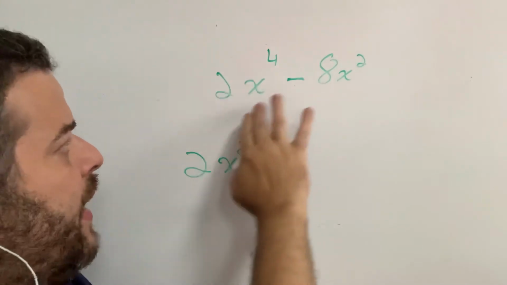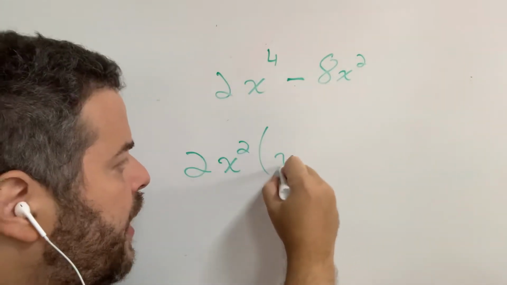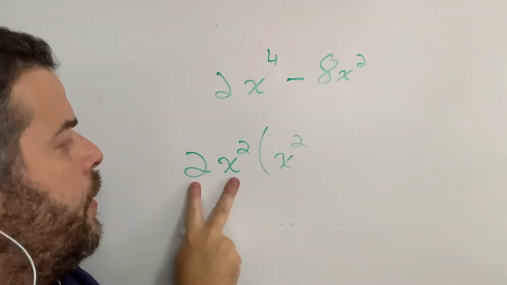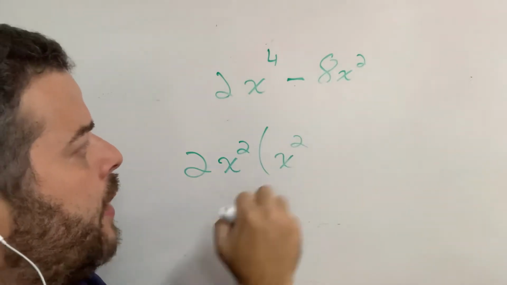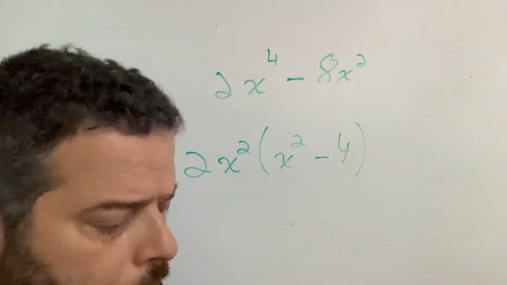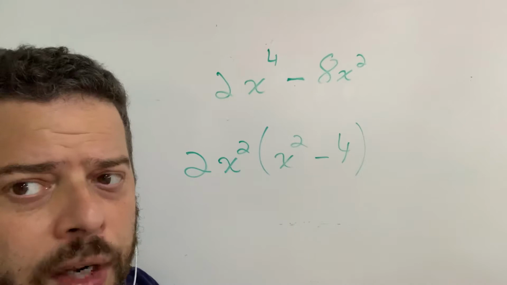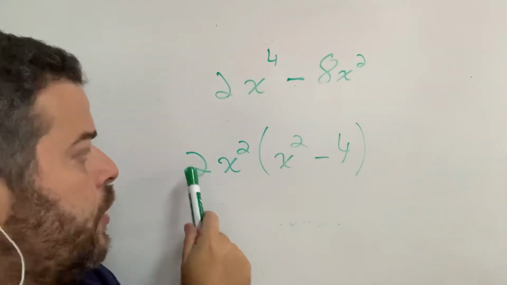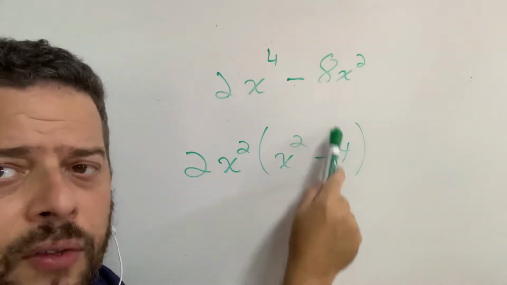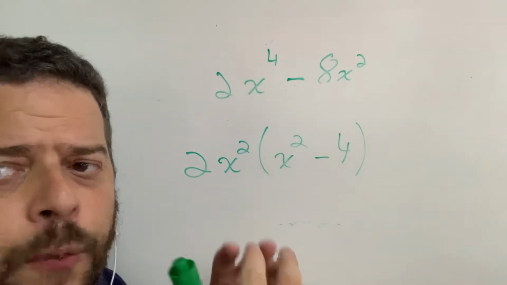Now, when I divide the original term by what's common, I'm left with only an x squared. And then when I divide this term by this term, I'm left with negative 4. If you're unsure about your greatest common factor, and you want to confirm, you can just distribute. If you multiply this by this, do I get this? Yes. If I multiply this by this, do I get this? Yes. So it's correct.